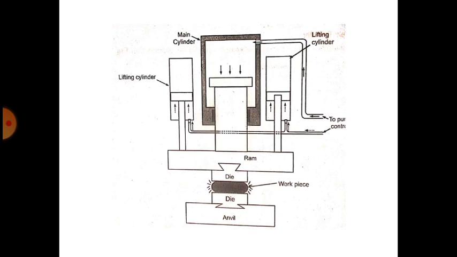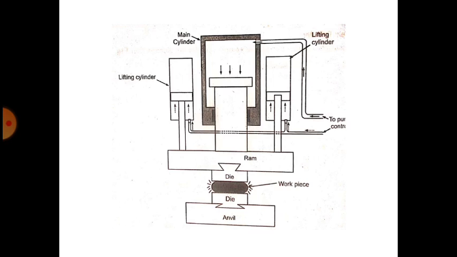In between the dies we are going to keep the workpiece, and it requires very large impact forces to bring the metal to the shape of the die. So we are going to use the hydraulic system for this forging operation. When high pressure oil enters the main cylinder, it moves with a lot of force and does the work.